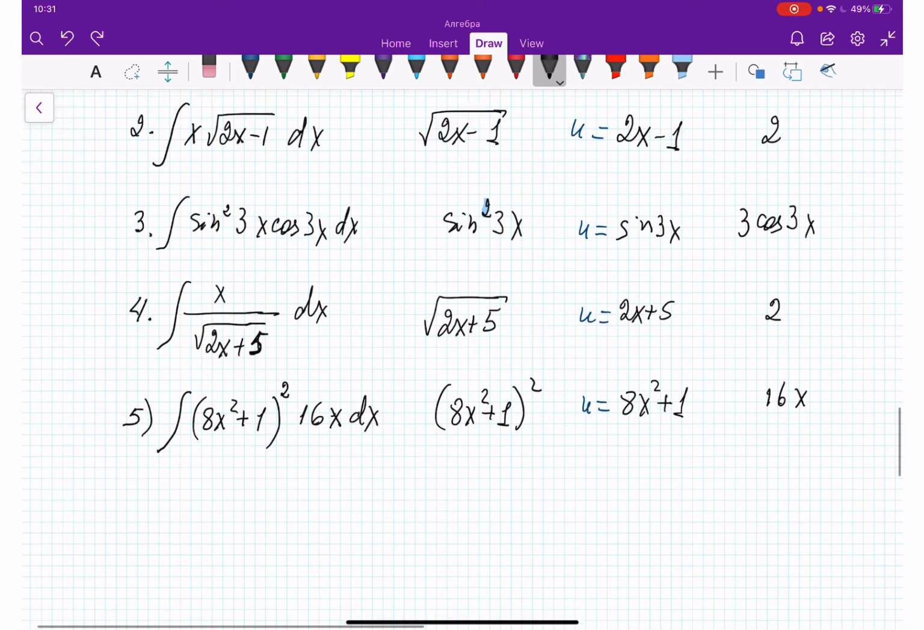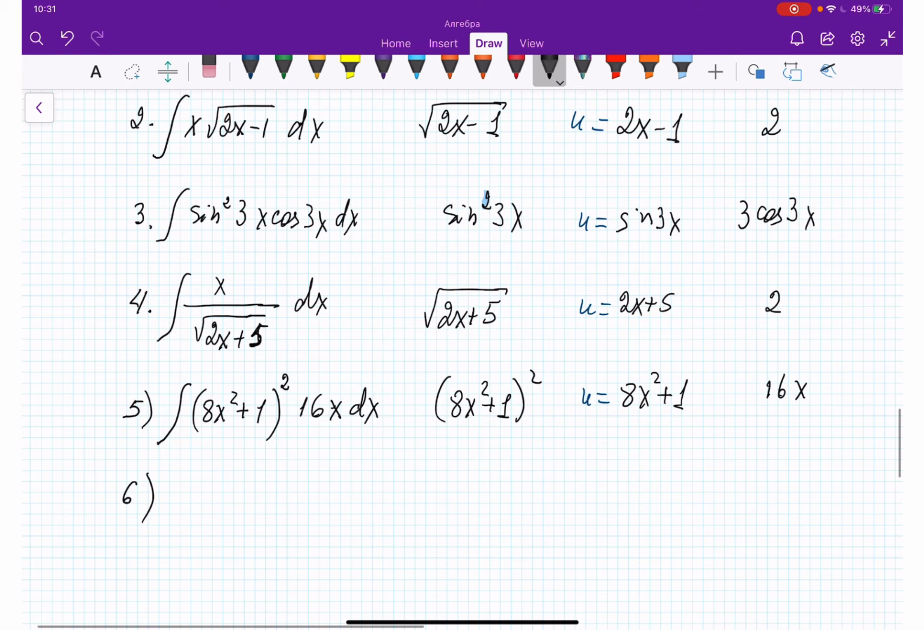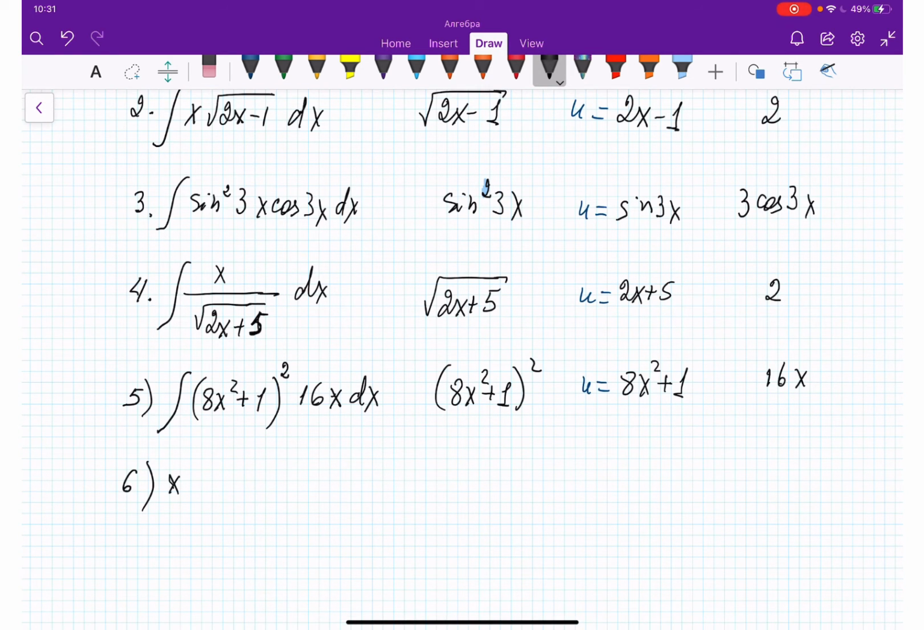Next one, number 6. Let's say we have the integral of x squared times the square root of x cubed plus 1 dx. So what we will have, f of g of x, is going to be the square root of x cubed plus 1. And g of x is going to be x cubed without the square root, plus 1. And this will be our substitution.